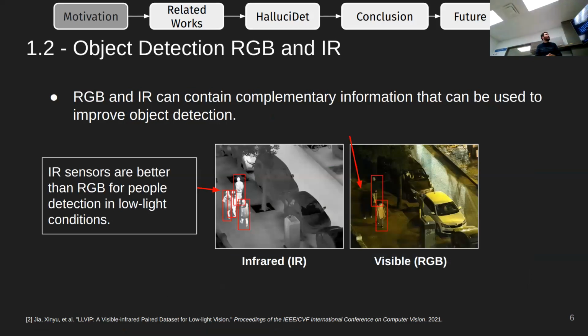So for example, if we use different sensors to capture the same image, we can see that in IR for night vision, persons are easier to see and to detect. Then, if you use only the RGB, sometimes we have complementary and sometimes additional information that can be used by both modalities to increase the detection.